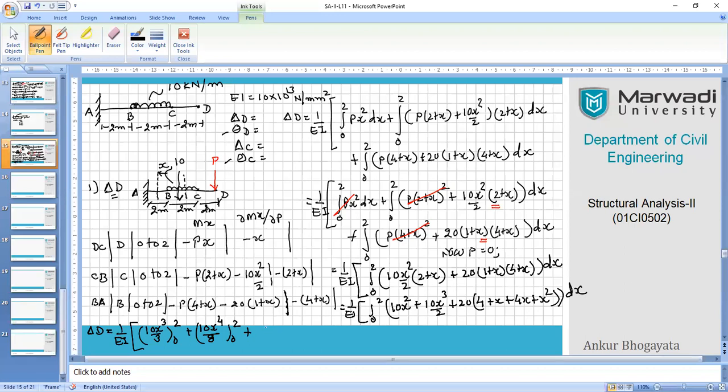20 into 4, that is 80. So 80x, again 0 to 2, plus let's say 20x square by 2, 0 to 2, plus 80x square by 2, 0 to 2, plus 20x cube upon 3, and that is also 0 to 2. I think that completes our entire equation.